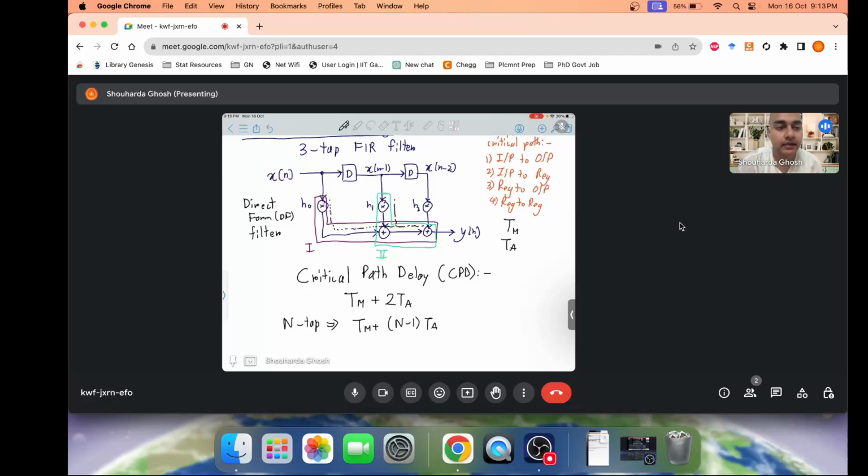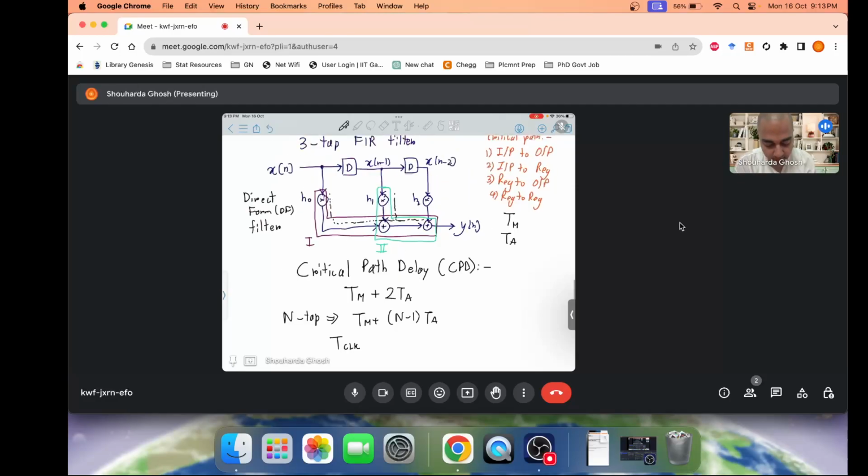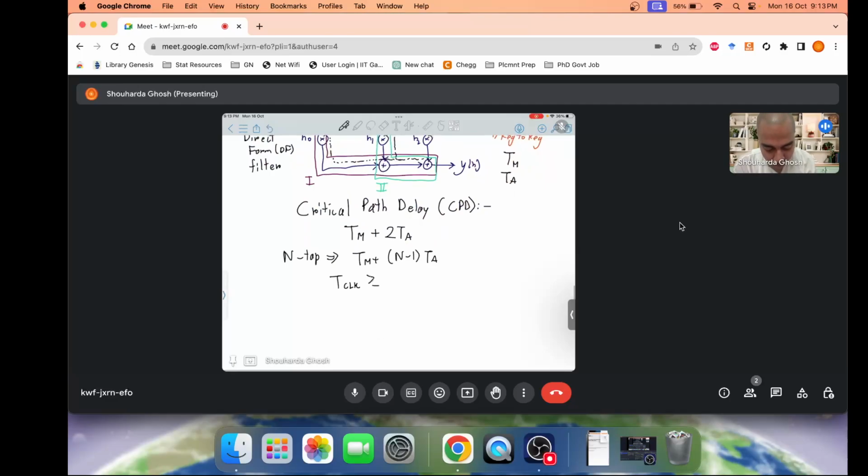So as n increases, your critical path increases. And what does that mean? This means that the clock period, because these registers are all driven by the clock, your sample rate or the clock period has to be greater than or equal to TCPD, so that the circuit gives correct results properly, so that there is reliability. T clock has to be greater than or equal to Tm plus (n minus 1) into Ta.